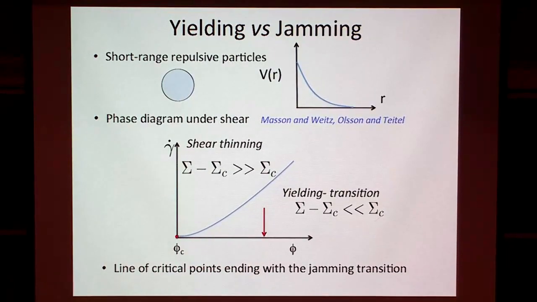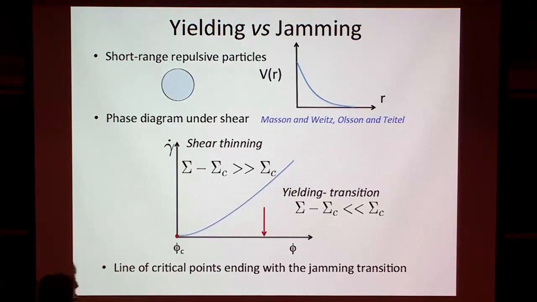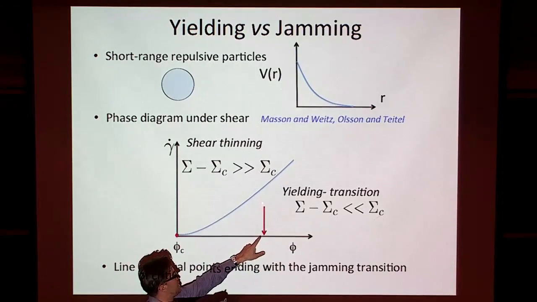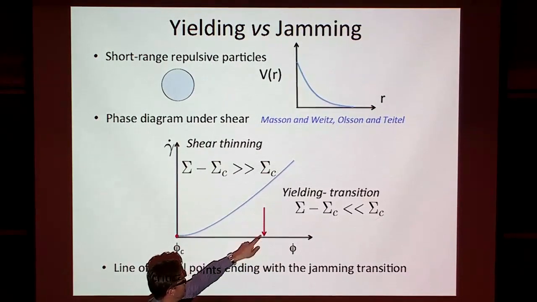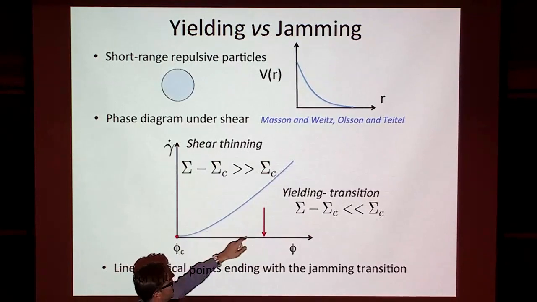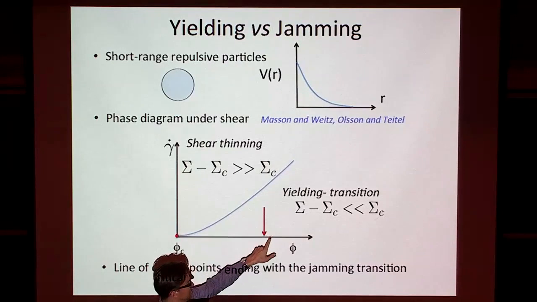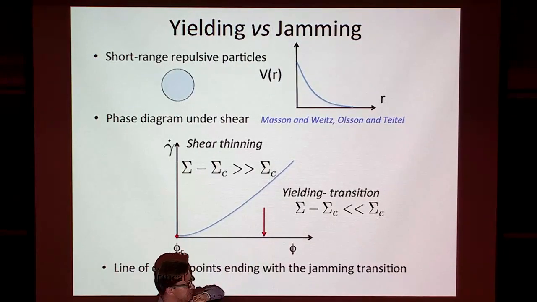What I'm interested in this talk is, say you look at a large phi, you're not close to the jamming transition, and you try to understand how flow takes place as the strain rate goes to 0. I added an axis which is the strain rate. As you approach this line, the dynamics start to become singular.